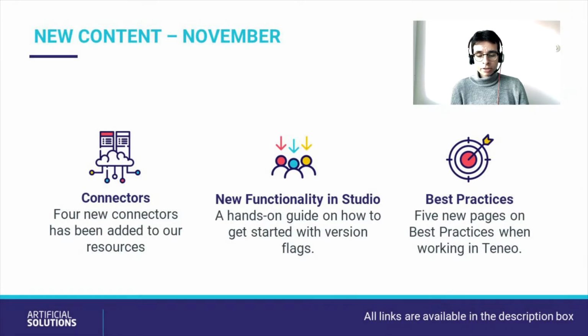So let's start off with the new content that has been released on Teneo.ai for the November month. As for the content, we have decided to divide it into 3 different categories. Starting from left to right, we have added 4 new connectors to our resources. We have added a new functionality in Studio and also documented on that is called version flags. But on top of that, we have also added 5 new pages on best practices when working on Teneo.